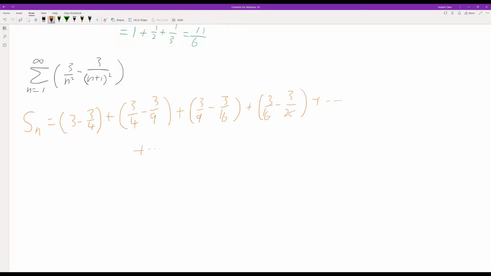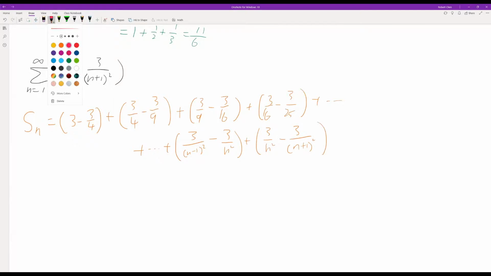And then we'll get our n minus 1 term, which is 3 over n minus 1 squared, minus 3 over n squared, plus 3 over n squared, minus 3 over n plus 1 squared, right? So that's A1, A2, A3, A4, A(n minus 1), and An right here. Okay, now let's see if anything cancels out.